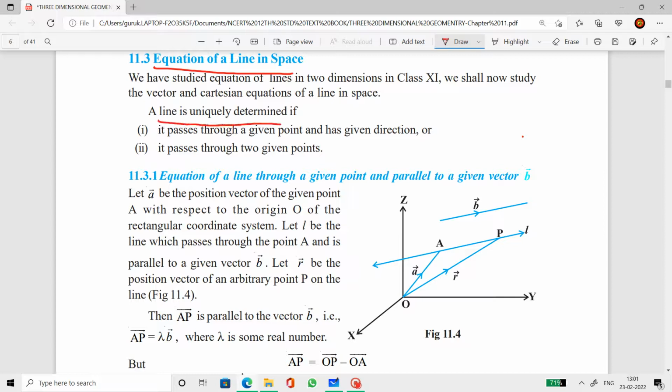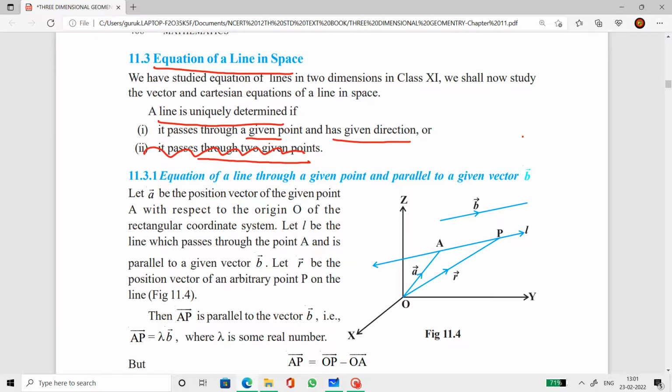A line is uniquely defined if it passes through a given point and has a direction, or if it passes through any two given points. But if you ask me, the second one is irrelevant because we can do all the sums just by understanding the first thing. Let me go back to the equations of straight lines that you've learned in a two-dimensional space. In two-dimensional space, how do you find the equation of a straight line? y minus y1 equals m times x minus x1, isn't it? Wherein m indicates the slope of the line segment and x1 and y1 indicate the passing through point.